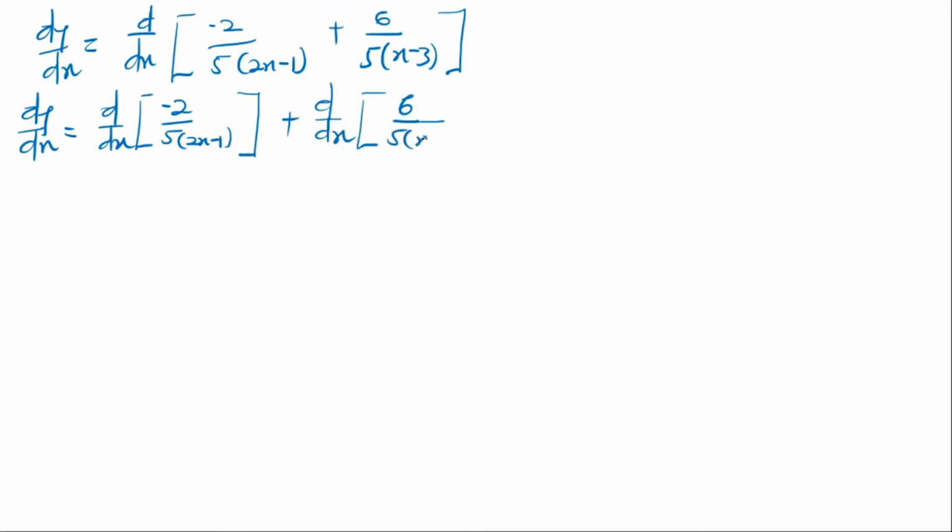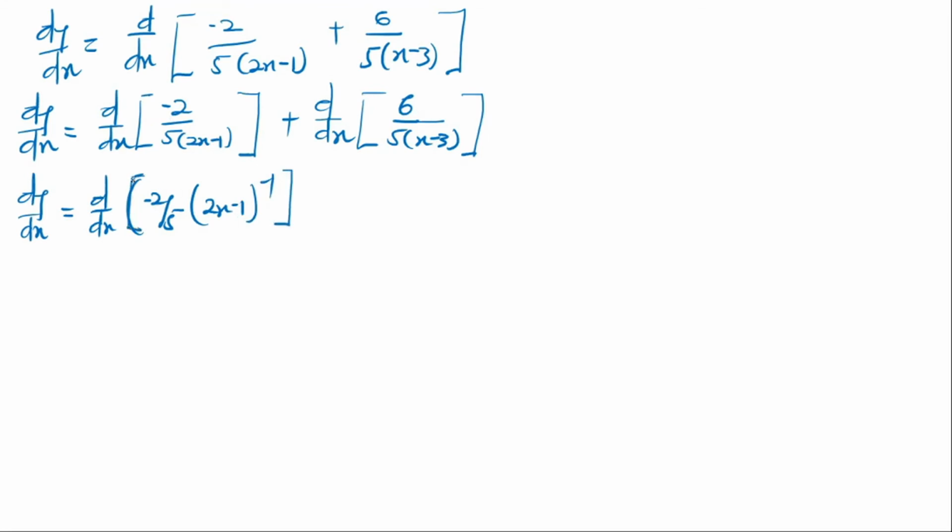So our dy dx is now equal to, we can rewrite this entire function as d dx of negative 2 on 5 multiplied by 2x minus 1. This is a fraction and we are bringing this to the top, so raise the power negative 1. Okay, so we close the bracket. Then the same thing applies to the second one. We have d dx of 6 on 5 multiplied by x minus 3, raised to the power negative 1. This is 3.